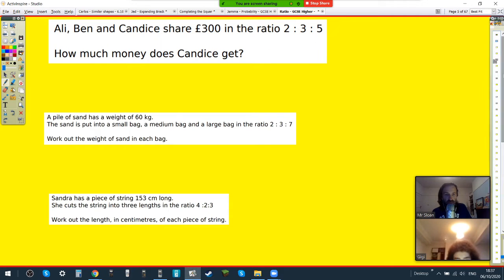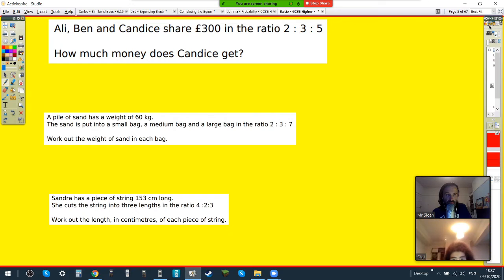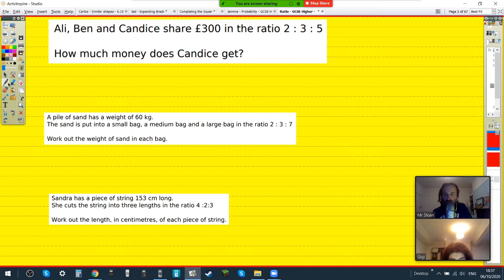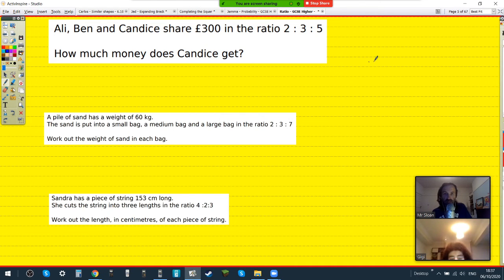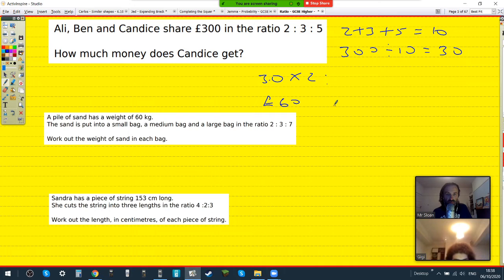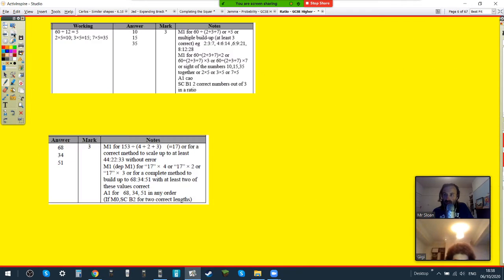How would you do it if there's 3 numbers? Do you add them all together, or is it different? All together. Oh, all right. So 10. So it makes 100 divided by 10 is 30. Mm-hmm. 30 times 2 is 60. 30 times 3 is 90. 30 times 5 is 150. So Candace gets 150. Lucky Candace. Okay.